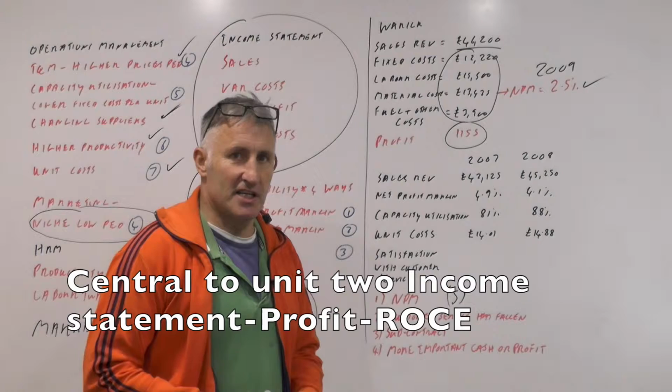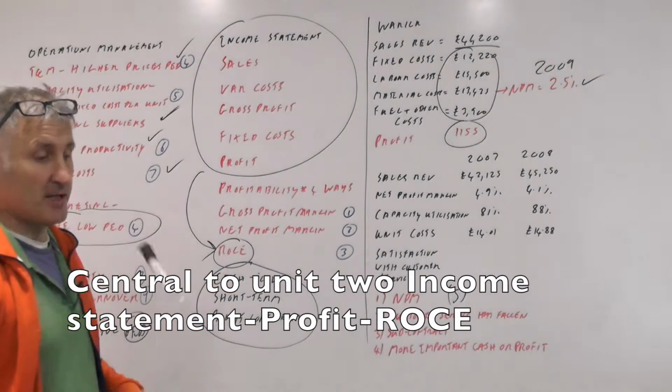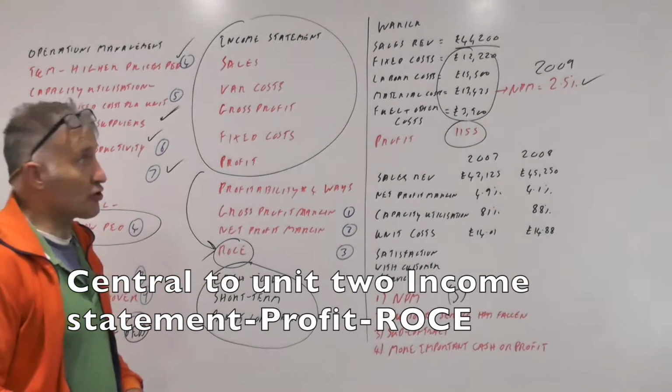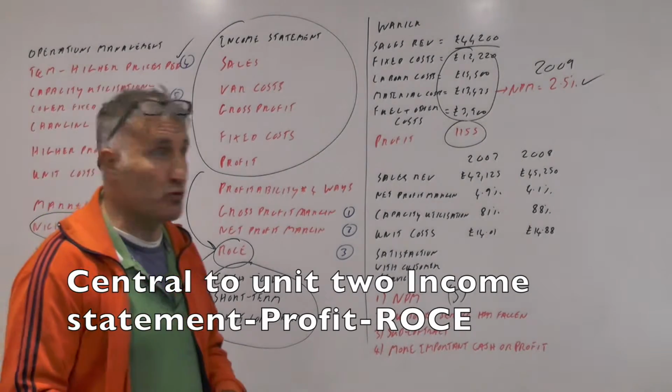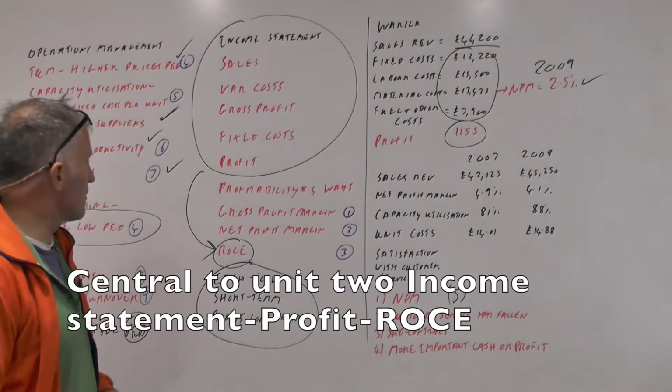Okay, so this is unit two, and we're going to have a look at all the numbers that are based around unit two. And central to all of this is an income statement on here. Sales revenue minus variable cost, gross profit minus fixed cost is equal to your profit. So we must have that implicitly in our heads at all times.